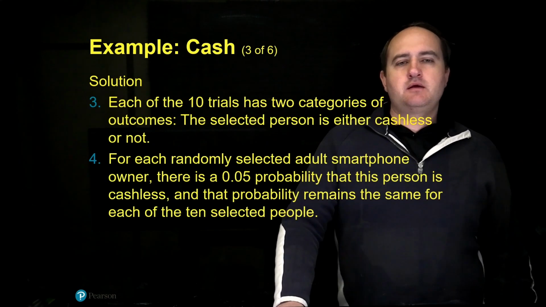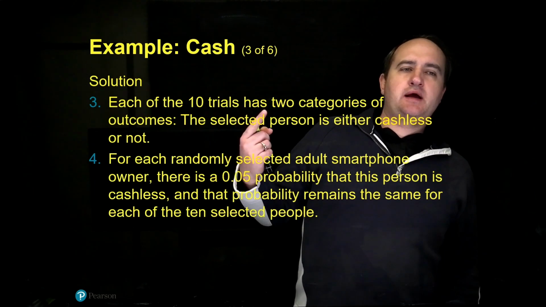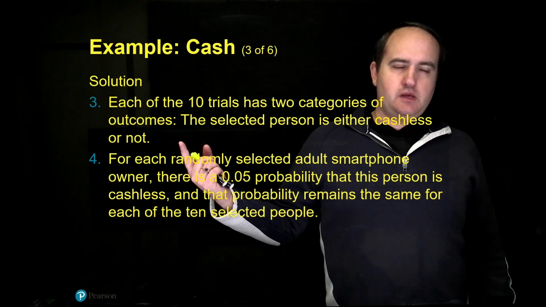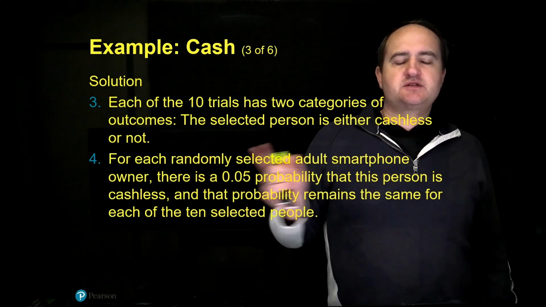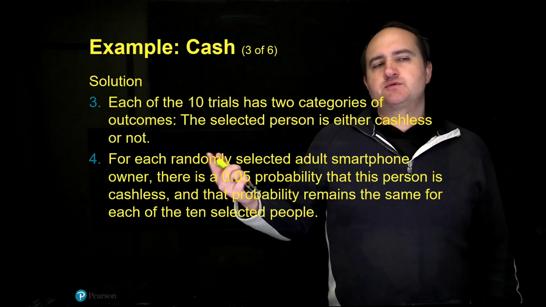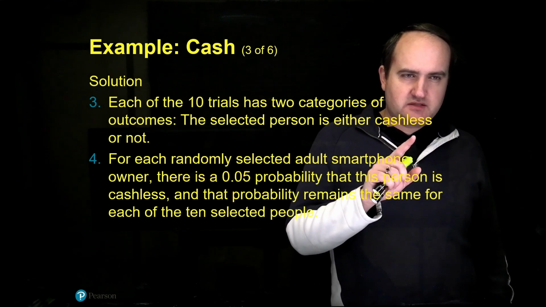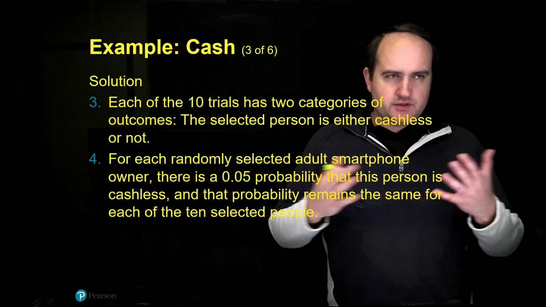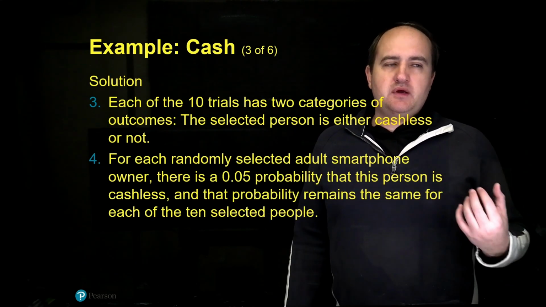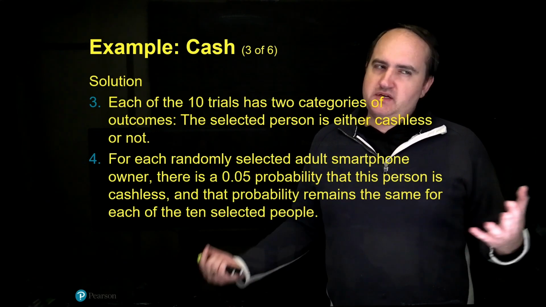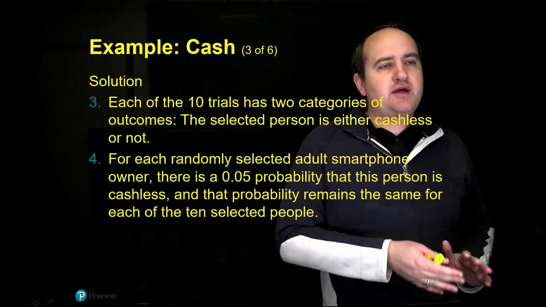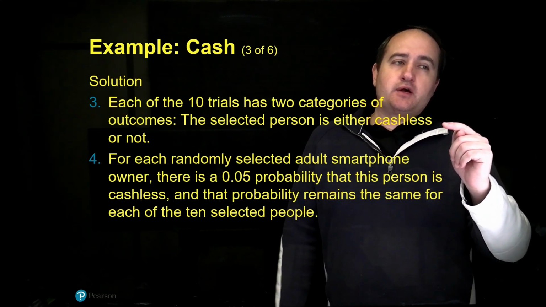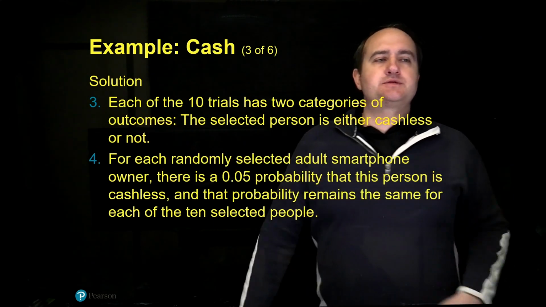Okay, so that's satisfied. The third condition, each of the 10 trials has 2 categories of outcomes. So the selected person is either cashless or not. So it's up to us whether we want to say cashless is a success or not cashless is a success, as long as we're consistent and we read what they ask us in the next question. It doesn't matter what you label as a success or a failure, as long as you're consistent. And here we can see there's only 2 possible outcomes, which are cashless or not cashless.